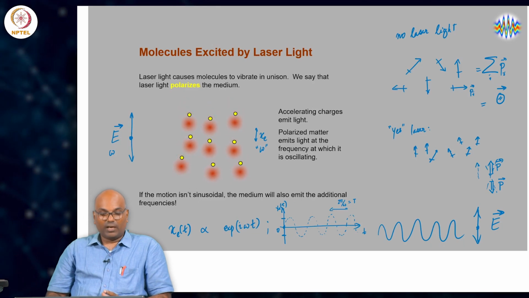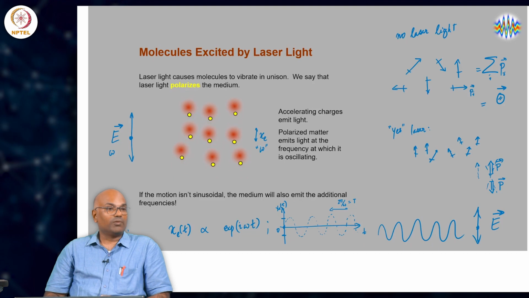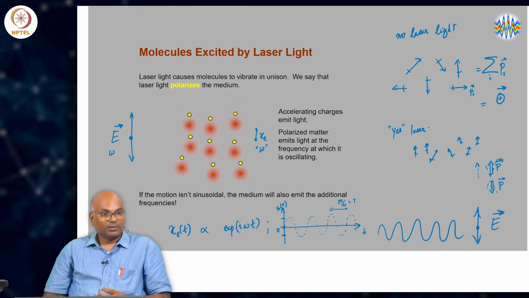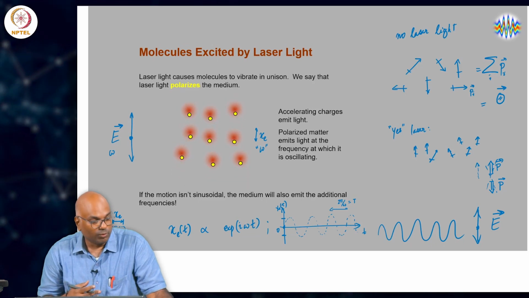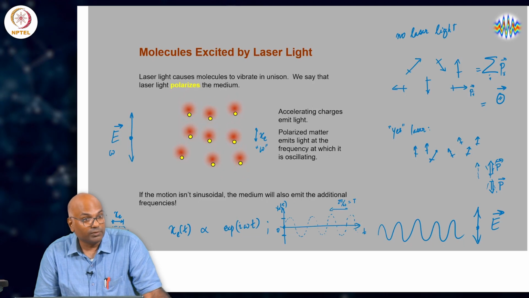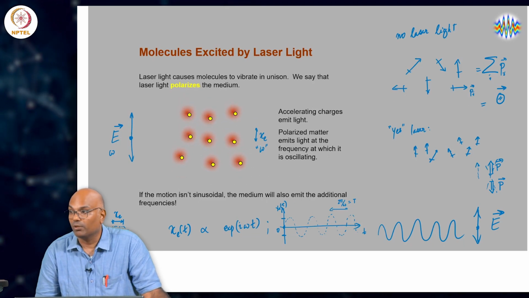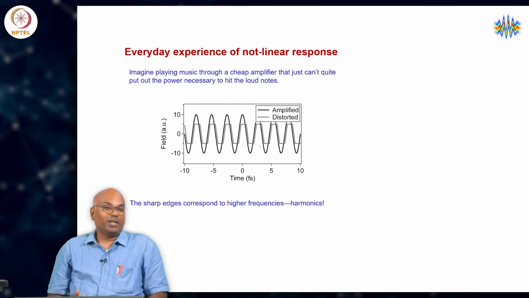The question we are asking is, what if this motion is not sinusoidal for any reason? Linear response implies sinusoidal motion of this atomic cloud, right? What if this is not sinusoidal? What happens? We have experienced this in everyday scenarios.